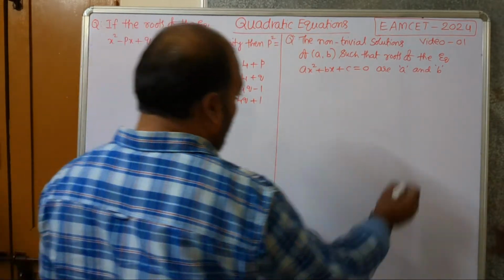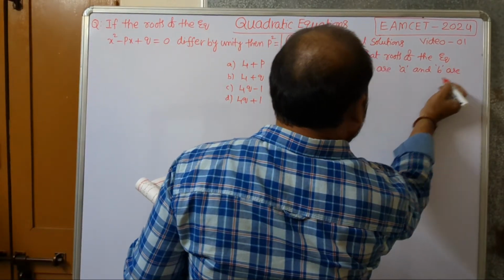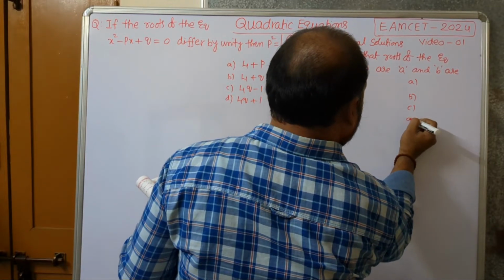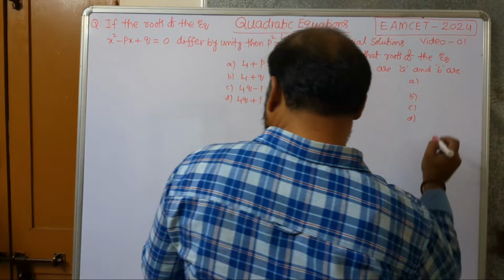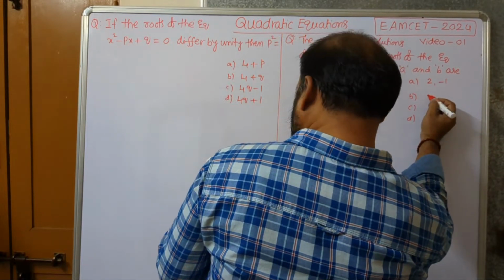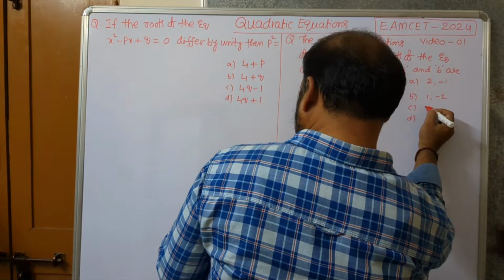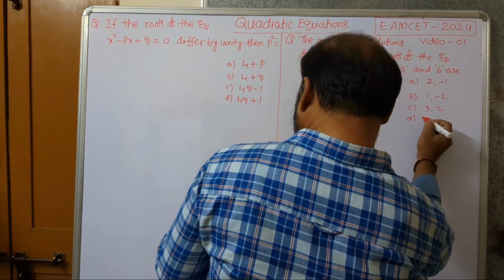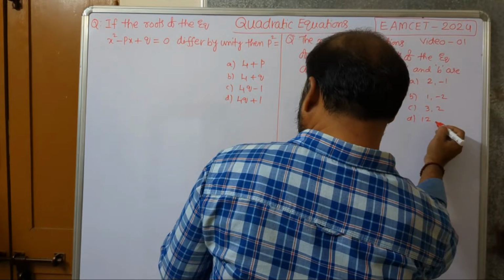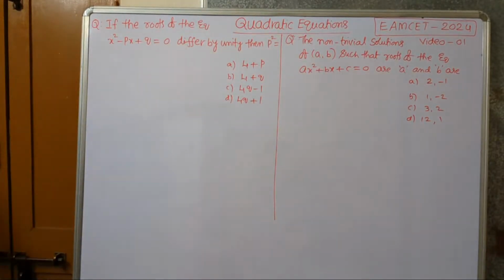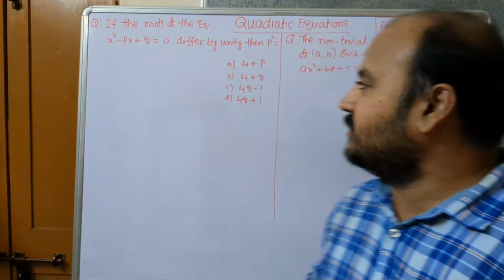The options provided are: 2 minus 1, 1 minus 2, 3 2, 12 and 1. So how to get the answers? These models I am expecting in the 2024 Eamcet examination, dear students.